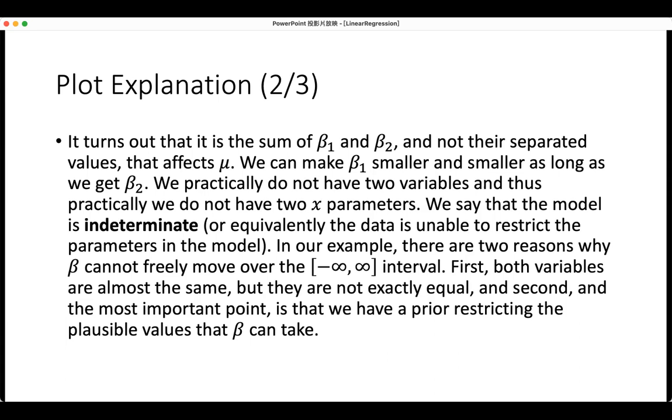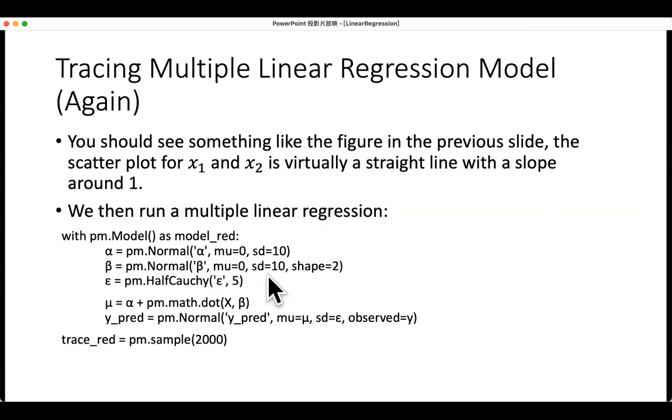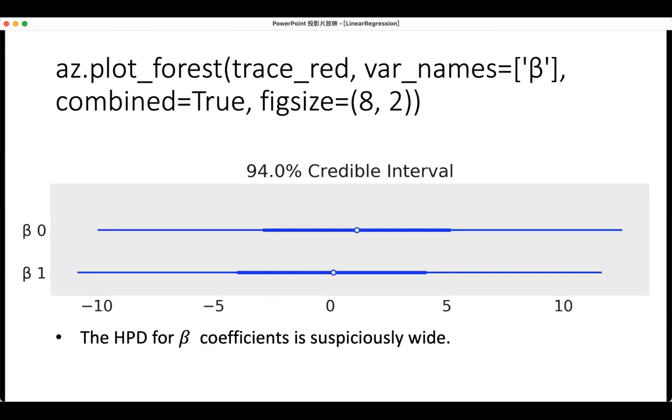Second, and the most important point, is that we have a prior restricting the plausible values that beta can take. Remember, in this model, beta is a normal distribution with a mean of 0 and a standard deviation of 10. Even though this is a very weak prior, it still plays an important role in restricting this range. Otherwise, it would be even wider. And you can see that the range goes from -10 to +10.